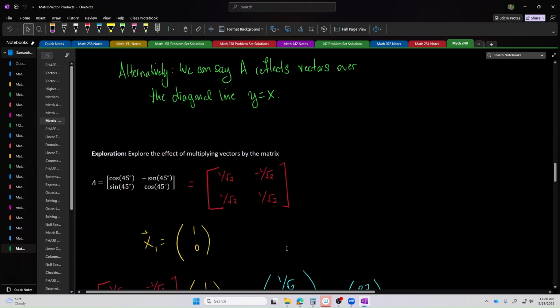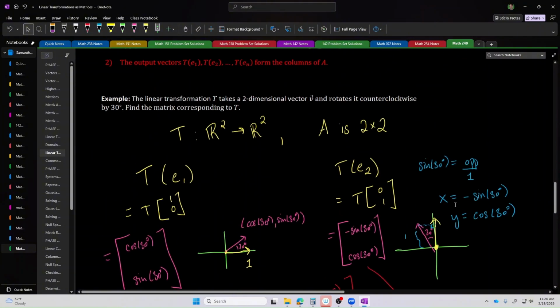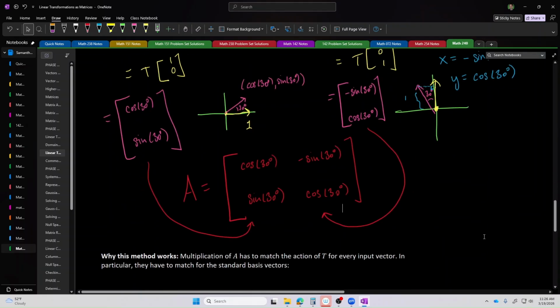So in that problem, we were given the matrix and we wanted to understand what transformation that matrix was creating. Whereas in this lesson, we're doing essentially the opposite. We're given the transformation, we're given the action that needs to occur, and then we're trying to find the matrix that would cause that action to happen.